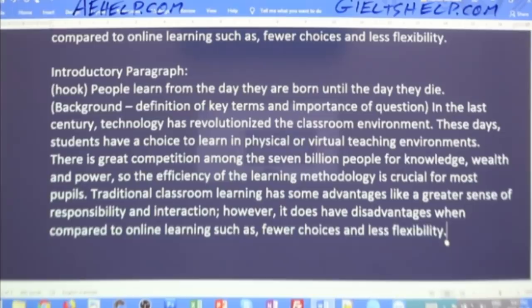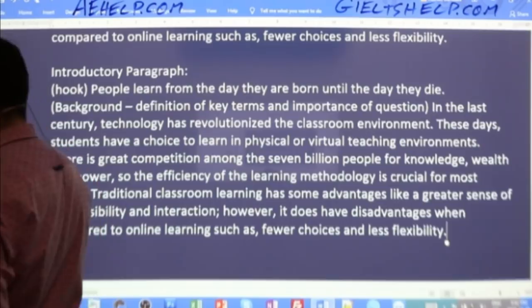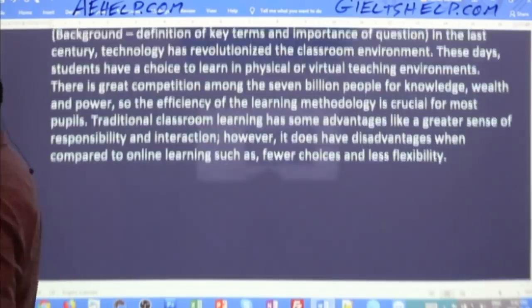Traditional classroom learning has some advantages, like a greater sense of responsibility and interaction. However, it does have disadvantages when compared to online learning, such as fewer choices and less flexibility. Bada bing, bada boom, you're on to a band 9, especially if you have no grammar mistakes. You're doing just great. Now you're into body paragraph 1.